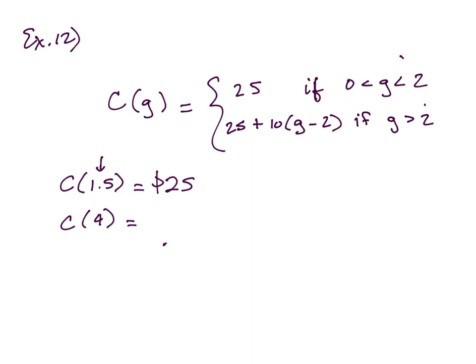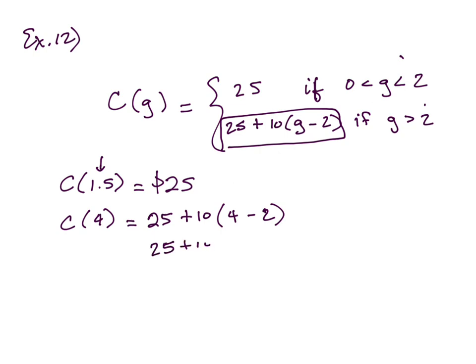Because 4 is greater than 2, now I'm using function 2. So we're just going to use this function, and we're going to plug in our 4 in place of g. So it's going to cost that base of $25 plus $10 times 4 minus 2. 10 times how much? 20. Plus 10 times 2, which is 20. So 25 and 20 is 45. It cost me $45 to use 4 gigs of data.